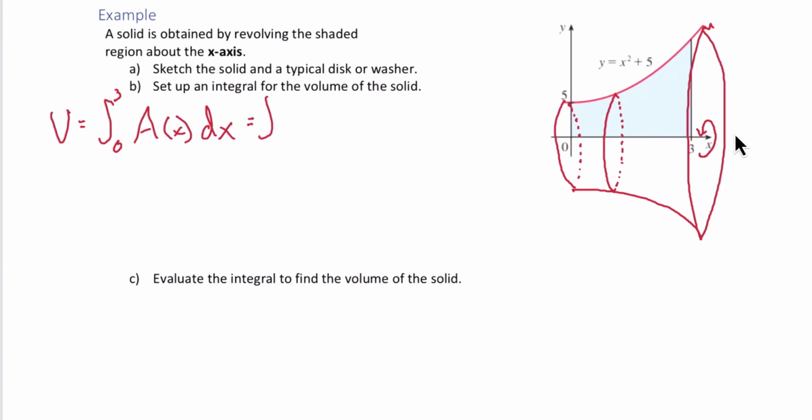We now have the integral from 0 to 3. Notice that each slice is a circle. The formula for the area of a circle is pi r squared. So we have pi and then r squared. Notice that r, the radius, is this distance here, which is going up to the curve, which we are told is x squared plus 5. That's our radius.